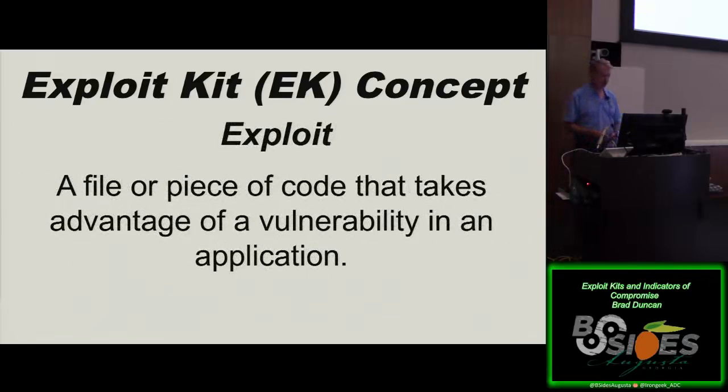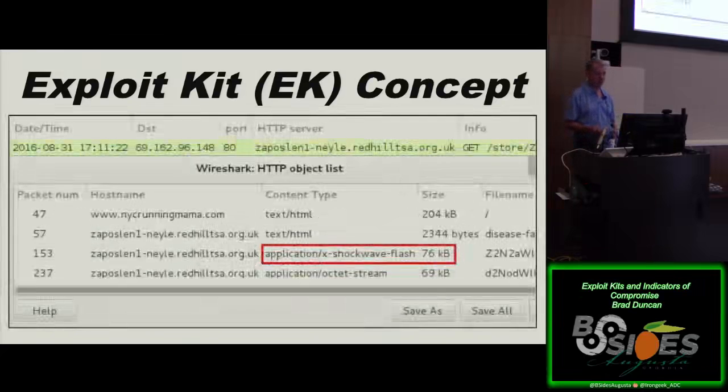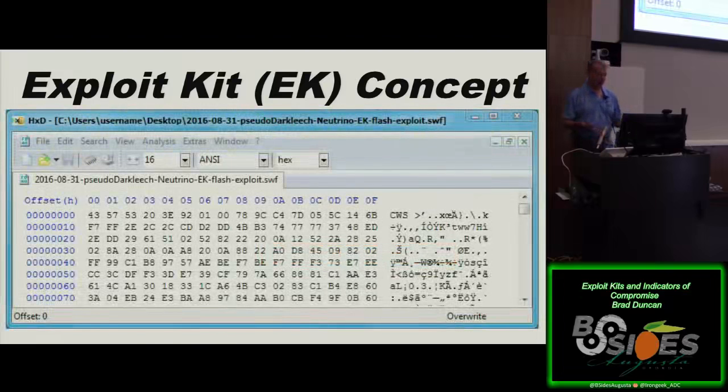An exploit is a file or a piece of code that takes advantage of a vulnerability in an application. So I can go into a packet capture of traffic that I've collected, open it up in Wireshark, scroll through trying to export some of the HTTP objects, find a Flash file, and export that because in this case I know it's a Flash exploit, and there it is.